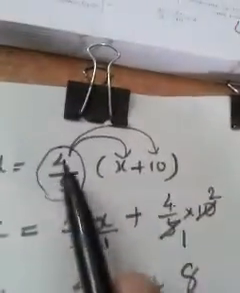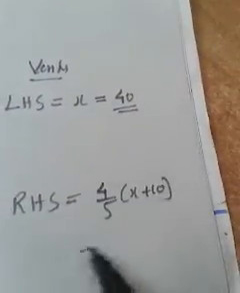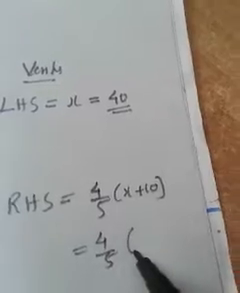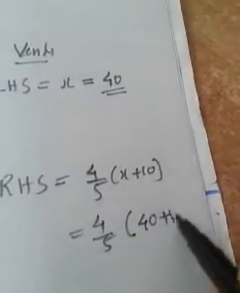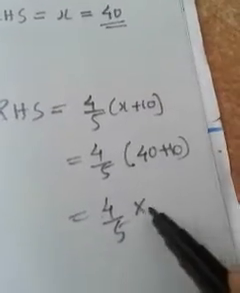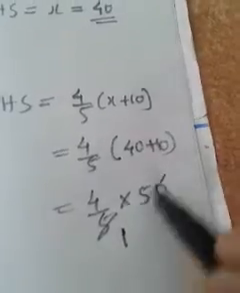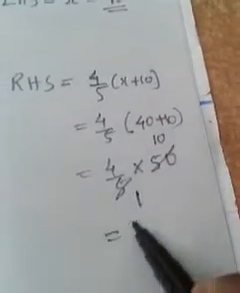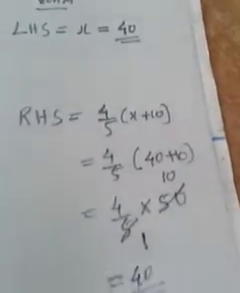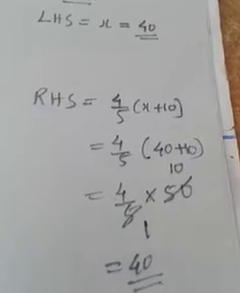But the RHS part is 4 by 5 into x plus 10. So 4 by 5 into x plus 10 is equal to 4 by 5 into, we got the value of x as 40, so 40 plus 10. That is 4 by 5 into 50. This 5 and 50 will cancel: in 5, one 5; in 50, ten. So 10 into 4 is 40. We got LHS and RHS as 40, and hence the verification is over, because LHS equals RHS. You may have understood, isn't it? Okay.